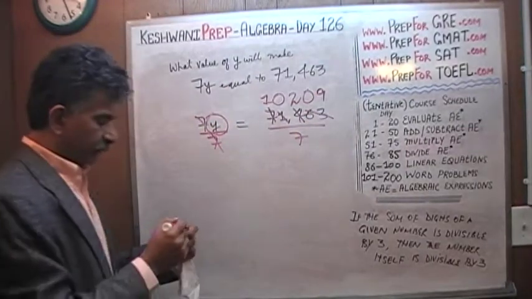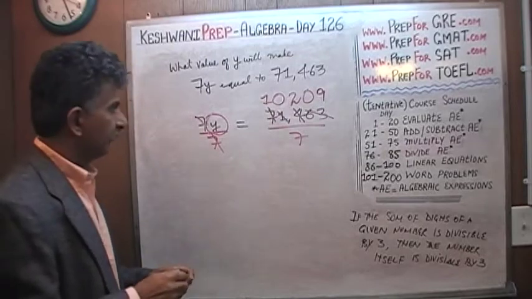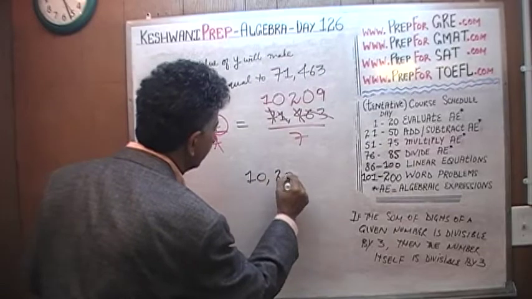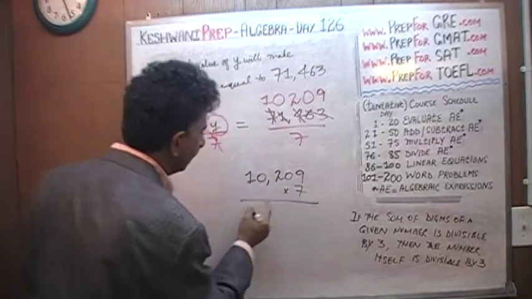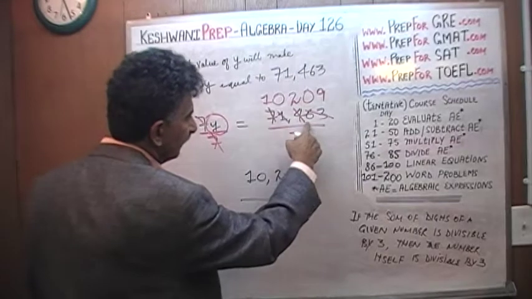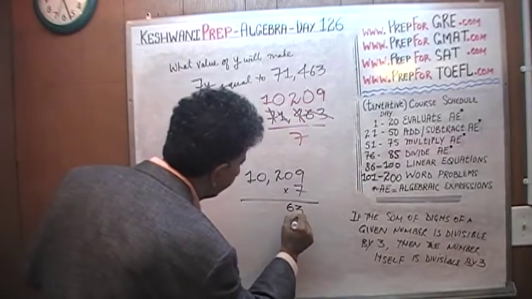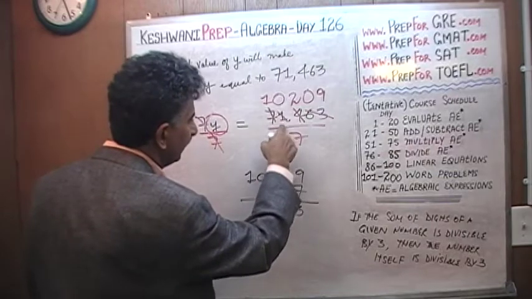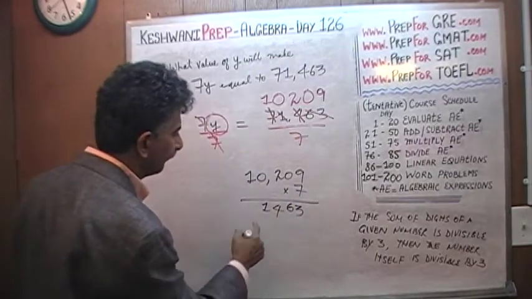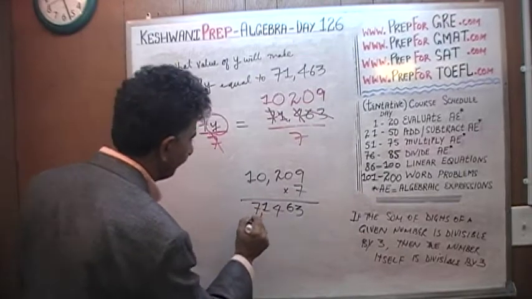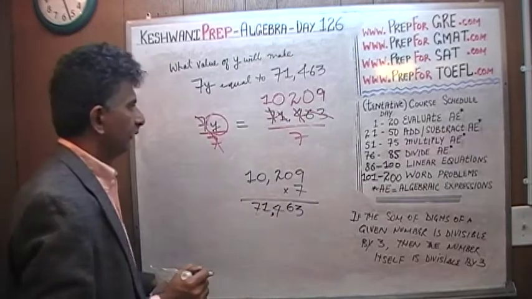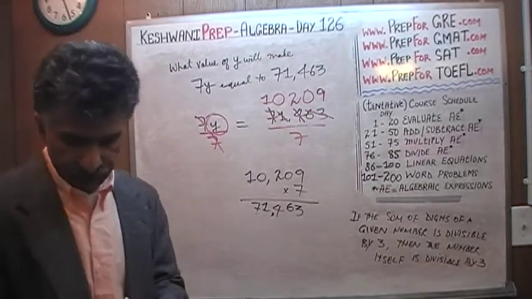Voila. Let's quickly verify to make sure that we have the right answer. 10,209 times 7 better give us what we started out with. 7 times 9 is 63 right here. 7 times 2 is 14, that is right here. 7 times 2 is 14 because this is 0. And 7 times 1 is 7. Wow. 71,463, we get it back.